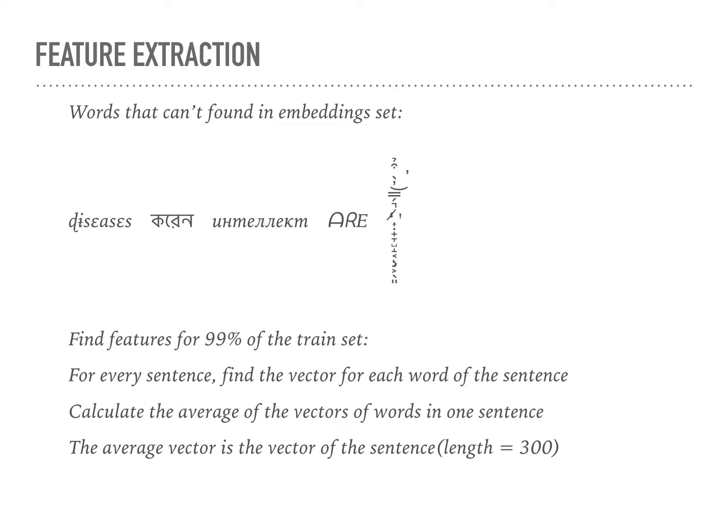Then for each sentence, we try to find the feature vector. Now we have a feature vector for every word, so we calculate the average of the vectors of the words in one sentence. We use the average vector to stand for the sentence. Now we have the numeric feature vector and the label for every question. Then we will use different algorithms to finish the classification task. Next, my teammate will introduce the next part.